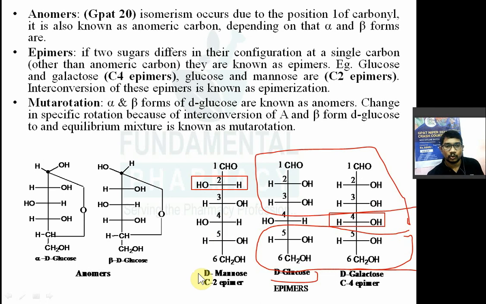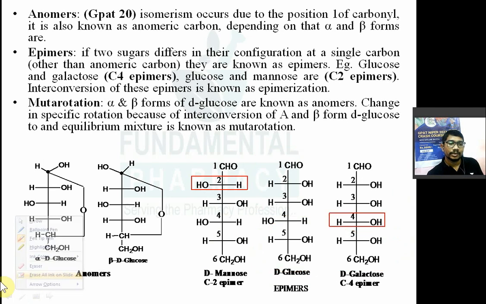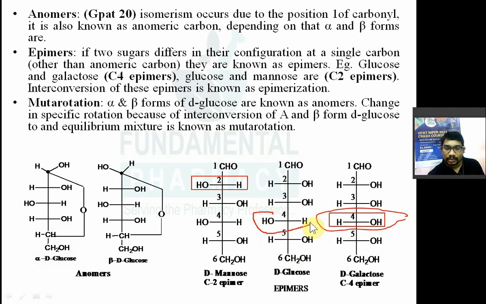What is the difference in the structure of glucose and galactose? Only at carbon number 4, a difference in the arrangement. You can see the difference in the arrangement here. In galactose the arrangement is different. Look at carbon number 4: there is a difference in the arrangement of the hydroxyl group and hydrogen in glucose and galactose. That's why they are known as C4 epimers.